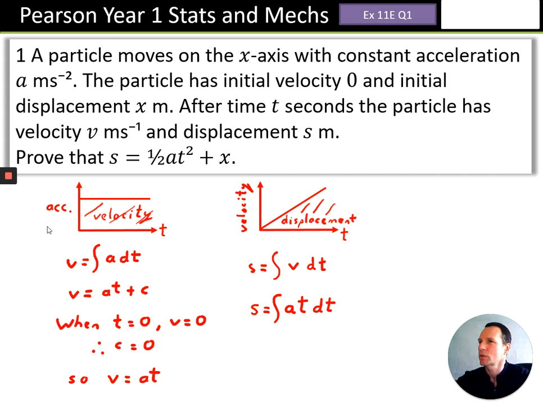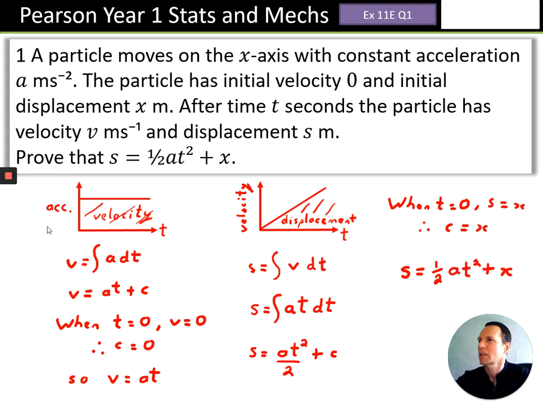A is just a constant, so we're just really integrating that t there, and we get s equals at squared over 2 plus c, our constant of integration. We're given some initial conditions. When t equals 0, s equals x. So our constant of integration is x, and we get s equals half at squared plus x, as required.